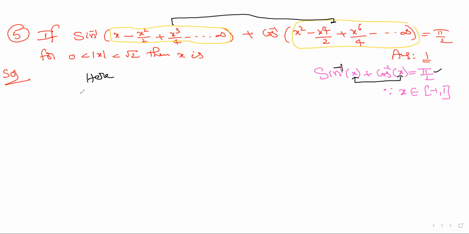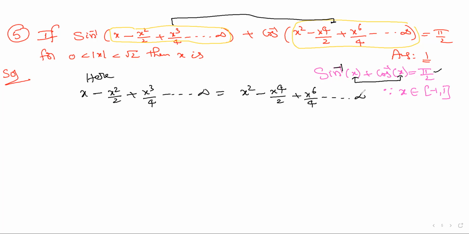So what is this value here? x minus x square by 2 plus x cube by 4 minus and so on to infinity is equal to x square minus x to the power 4 by 2 plus x to the power 6 by 4 minus and so on to infinity. If these two functions are equal, the statement will be pi by 2. From the statement, it is equal to pi by 2 given.